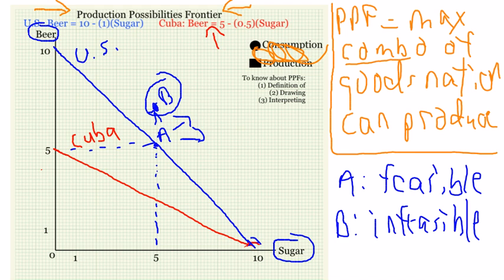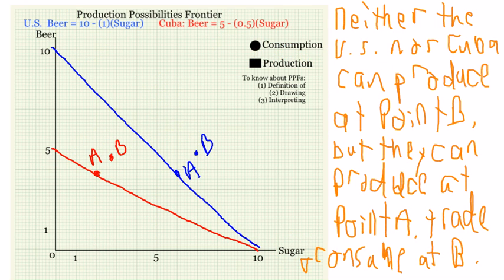To use one more example, if we now look at sugar, say Cuba is producing 4 beer, then the maximum amount of sugar they can produce is 2. That is production, but when they trade with other countries, they may actually be able to consume out here at a point B. What we're going to see in another video is that while neither the U.S.